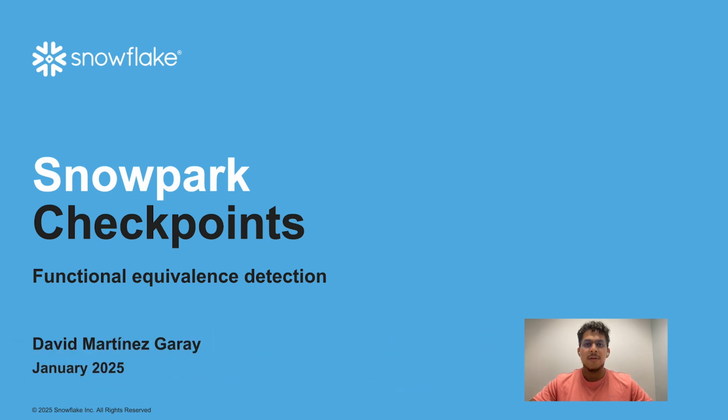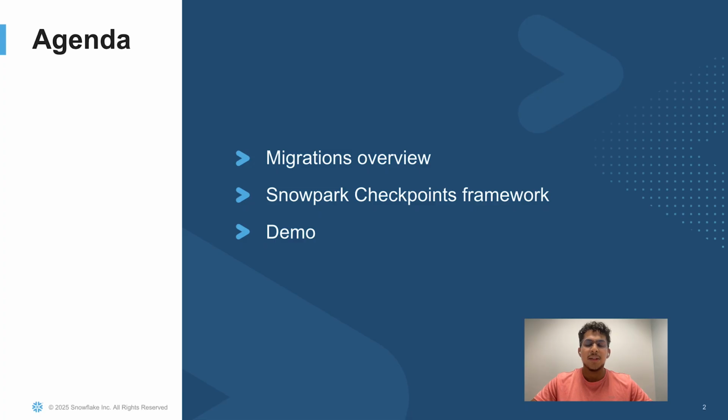Snowpark Checkpoints is a tool to detect different functional equivalence problems when migrating into Snowpark. In today's presentation, we want to introduce how to use this framework and also how to interact with it by using the VS Code extension for Snowflake. But first, we're going to have a brief overview of our migration process. Then we're going to see how to use this framework and the main idea behind it. And finally, a little demo to show you how to interact with the framework by using the VS Code extension for Snowflake.